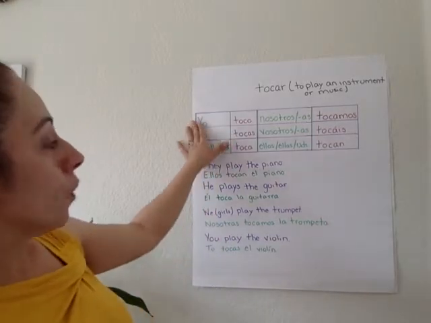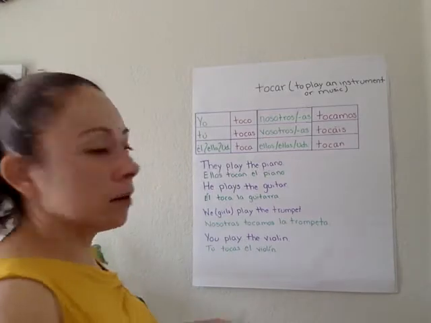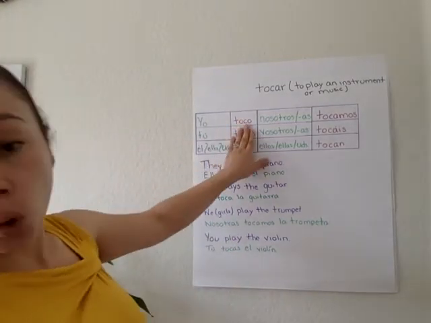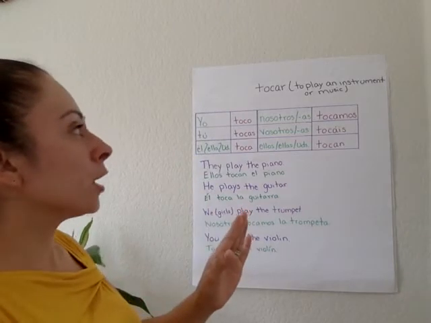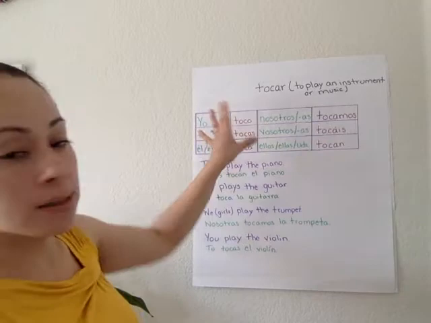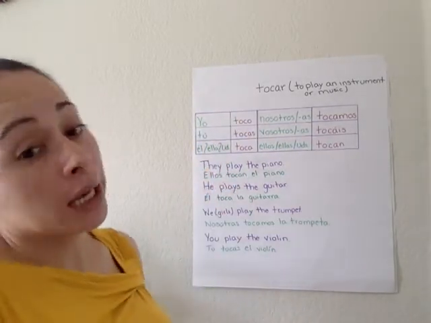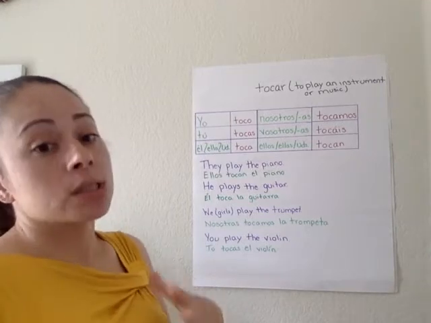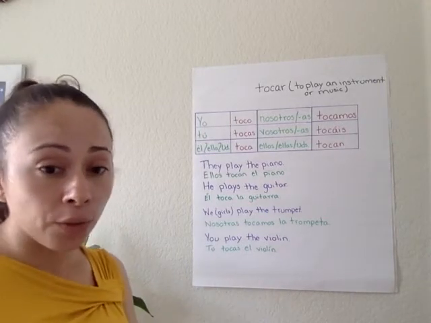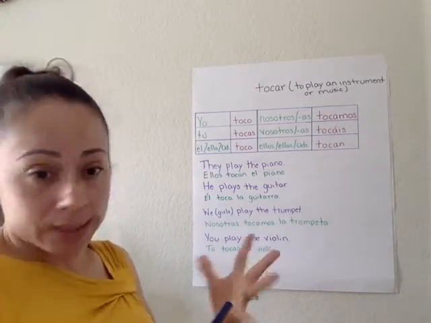So, yo means I. We know that already. We know all of our subject pronouns. So, we're good. Yo becomes toco. And I forgot to mention that the reason why we have to memorize these conjugated forms is because tocar is also an irregular verb, so it does not follow the AR, ER, IR ending formulas that we've talked about in the past, so it needs to be memorized.